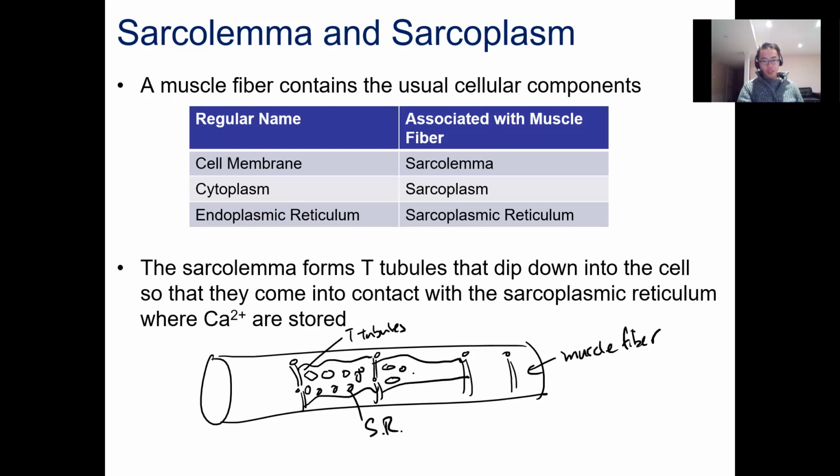As you saw briefly in the animation, when the action potential comes, it will spread down the T tubules, and the T tubules will pass it into the sarcoplasmic reticulum where the calcium is stored. When there's no signal, the calcium will stay within the sarcoplasmic reticulum, but when the action potential comes, the sarcoplasmic reticulum will release the calcium. And then that leads to a bunch of stuff that I'll talk about in a second.